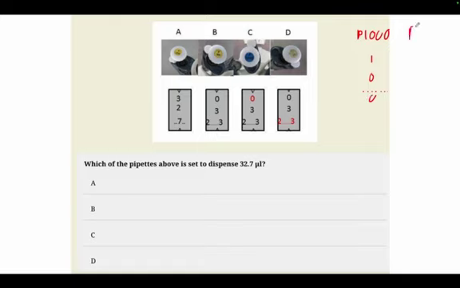On a P100, this upper unit is going to refer to the hundreds place. Okay? So same deal. This will probably refer to 100.